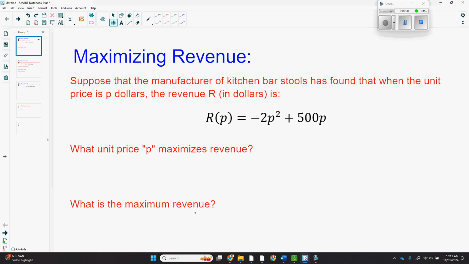So for this first one, it says, suppose the manufacturer of kitchen bar stools has found that when the unit price is P dollars, the revenue R in dollars is the quadratic R of P equals negative 2P squared plus 500P. So it's asking us here what unit price P maximizes revenue.